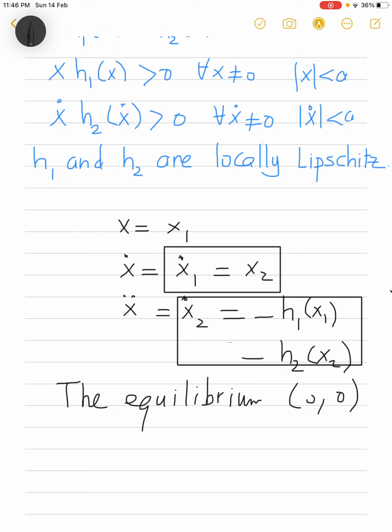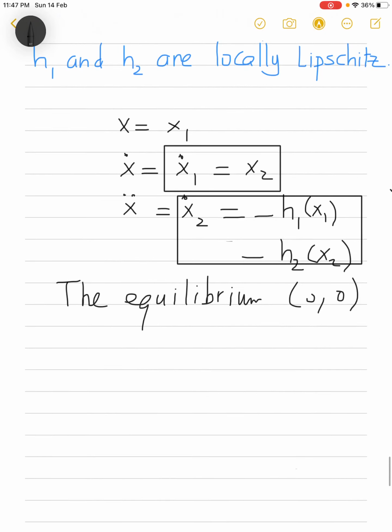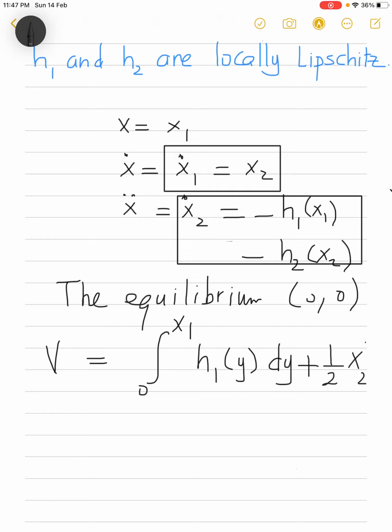And our objective here is to verify that the equilibrium point is asymptotically stable, and of course we are going to use the invariance principle. In this kind of systems, we can always take a candidate Lyapunov function to be an energy-like function. So I'm going to take the function V as the potential energy, which in this case would be the integration from 0 to x1 of h1 of y dy, plus the kinetic energy, which is 1/2 x2 squared.